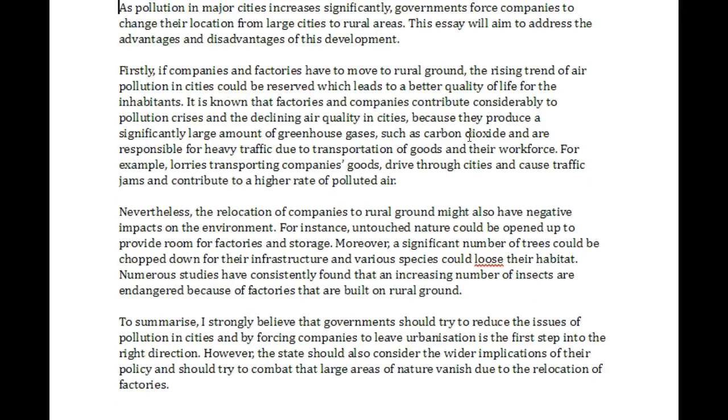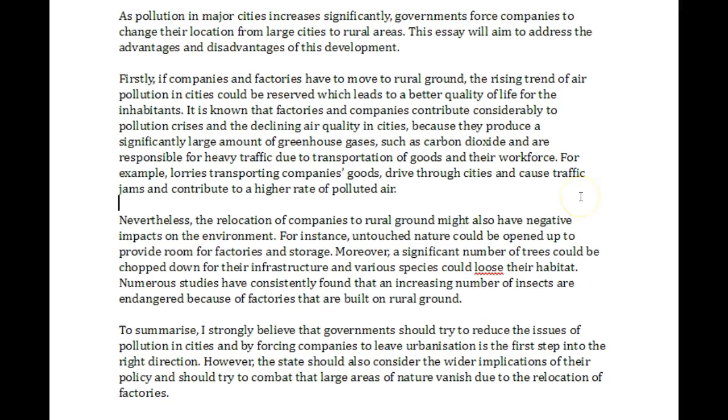So, pollution. What are the causes? Some solutions. So, intro. As pollution in major cities increases significantly, governments... this is about governments relocating companies, not necessarily just pollution. So we can either say governments are forcing, or governments have been forcing. I prefer have been forcing. As in, this is something that has been happening, but it is still happening.